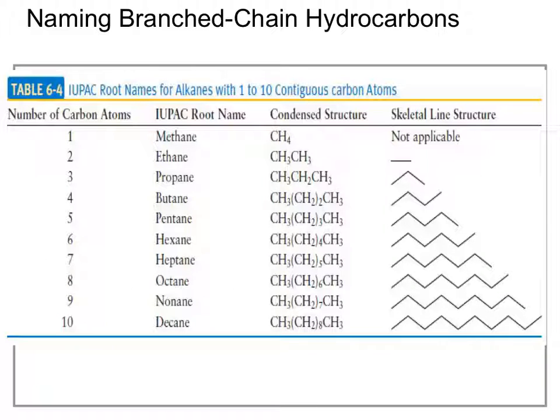So again, just as a refresher, we see here our root and suffix for the number of carbon atoms up to 10. If we have 2 carbon atoms, that's ethane, and we can see our skeletal structure here. All the way up to decane with 10 carbon atoms, and we see the skeletal structure of decane right here. So these are all straight chain hydrocarbons, but these straight chains will form a parent chain for our branched hydrocarbons.